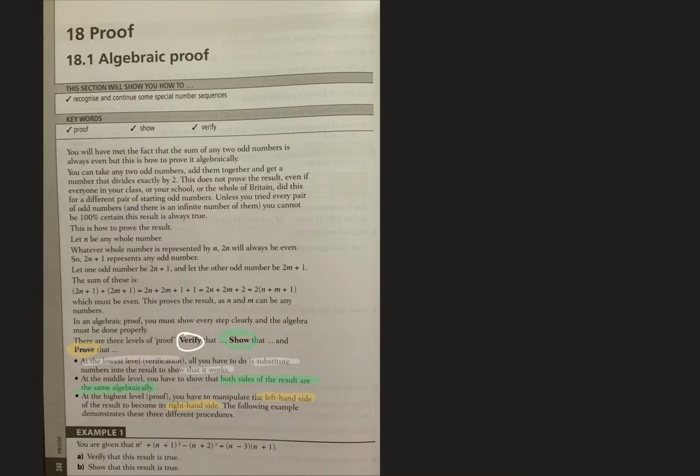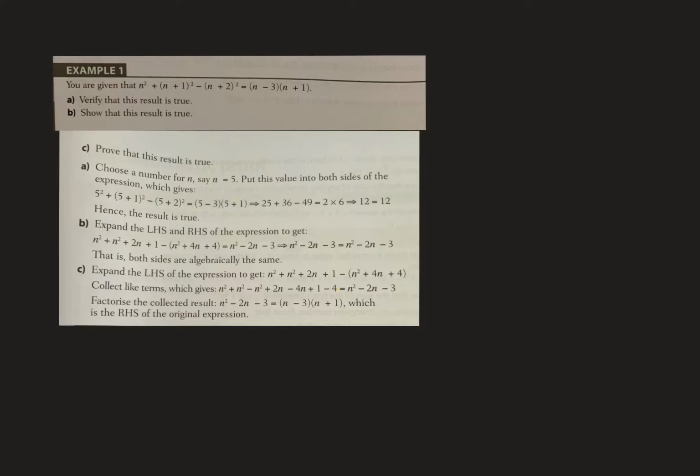Okay, so we're going to go through this example together. For this question, we're going to go through the different proofs. The first one says verify that the result is true. Because it says verify, all they do is simply try a number. They put the value of n equals 5 and tried it. Substitution: 12 equals 12.